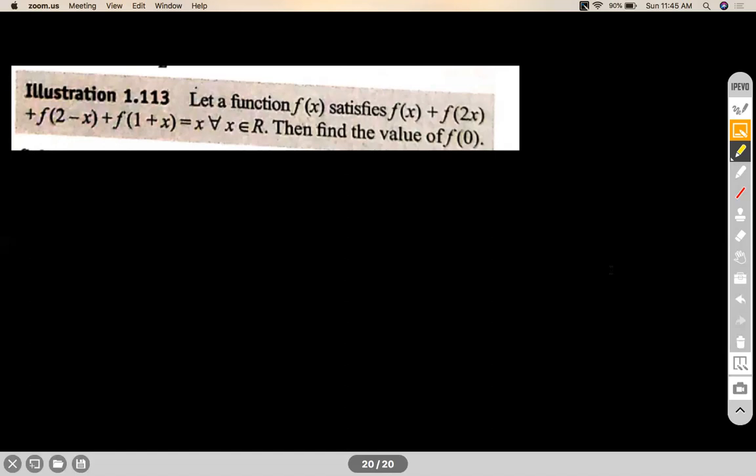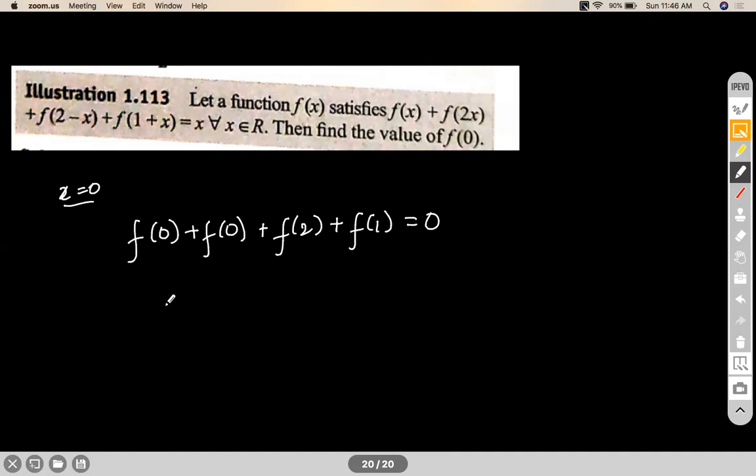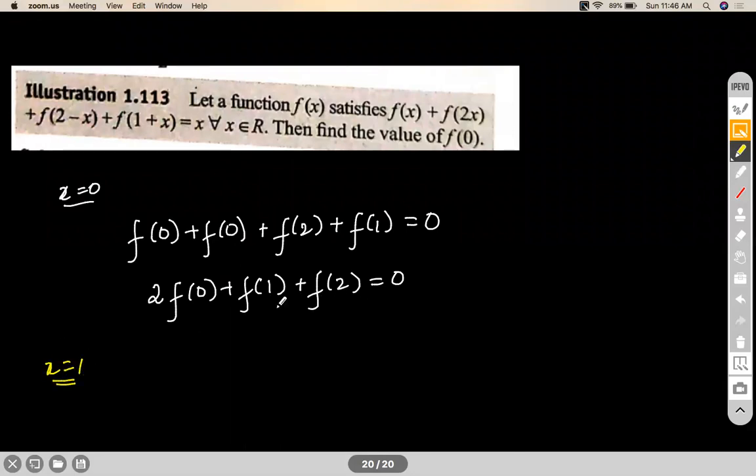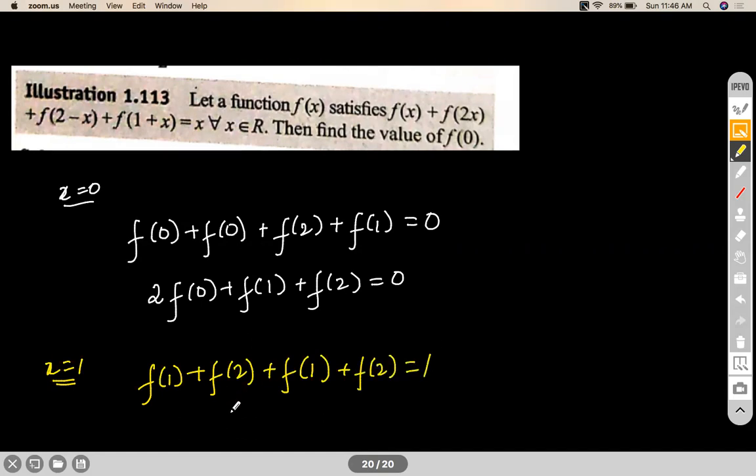So what is the approach here? You put x as 0. So if you put x as 0, you get f0 plus f0 plus f2 plus f1 is equal to 0. That means 2f0 plus f1 plus f2 is equal to 0. Then you put x as 1 because you want to know f1 and f2 also. So f1 plus f2 plus again f1 plus f2 is equal to 1. That means 2 times f1 plus f2 is 1, which means f1 plus f2 is equal to half.